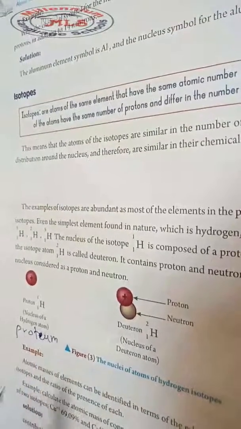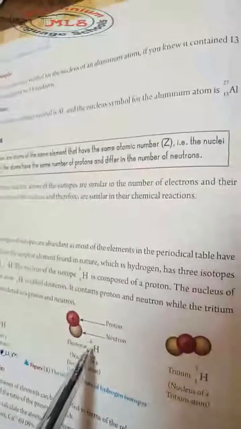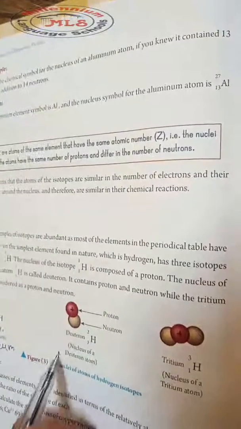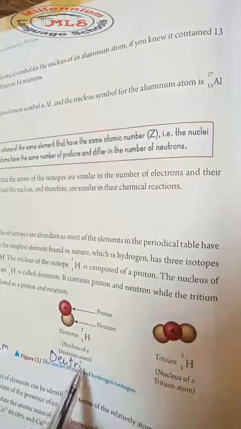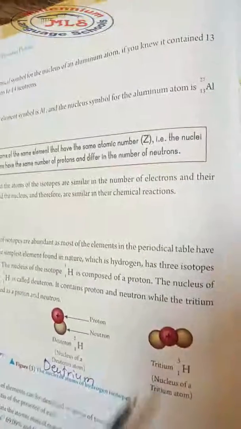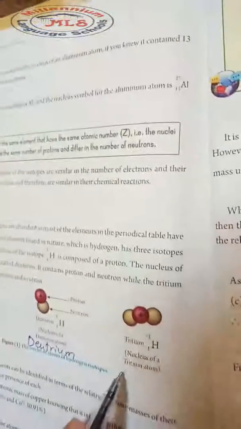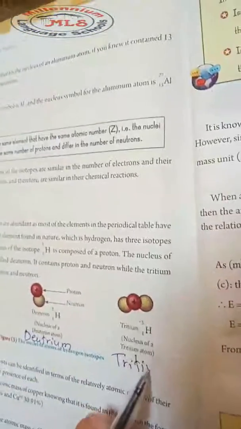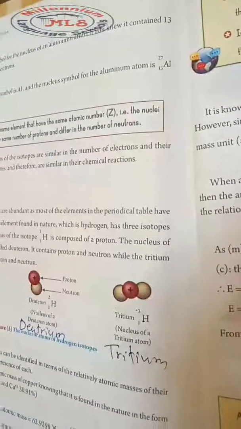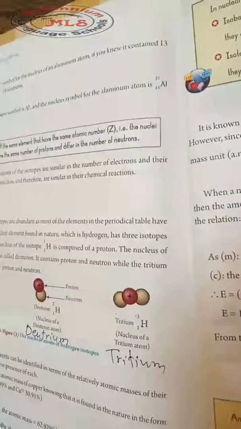Okay, this is protium. The second isotope is H-2, 1. This is called deuterium. The third isotope is H-3, 1. This is called tritium. Okay, these are the different isotopes for hydrogen: protium, deuterium, and tritium.